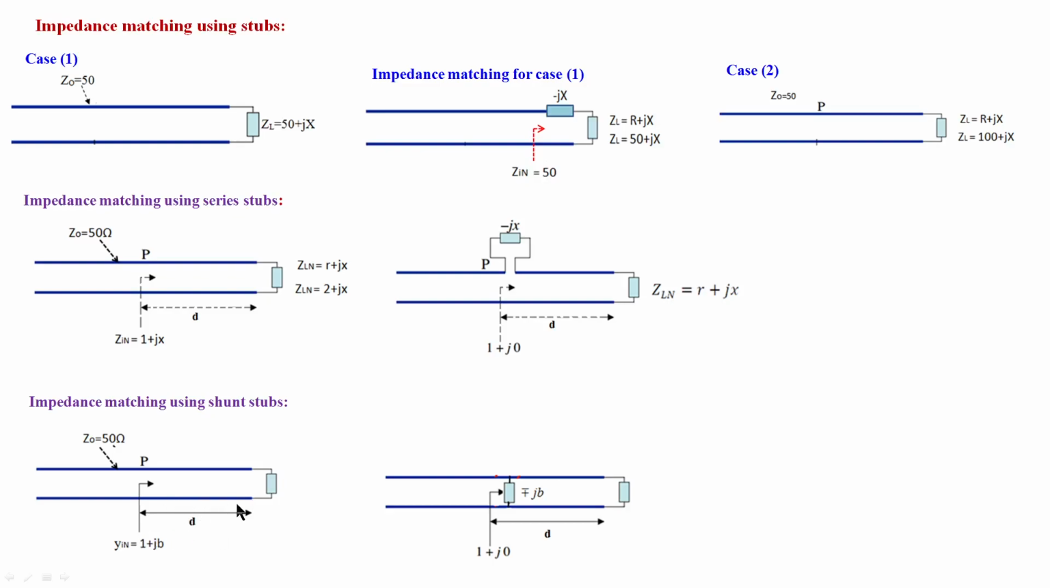And this distance is very important: at what distance this impedance is there, at what distance this admittance is there. Opposite susceptance you connect. So this is the opposite susceptance. This susceptance and reactance we can implement using a stub: a series stub, or a shunt stub here.